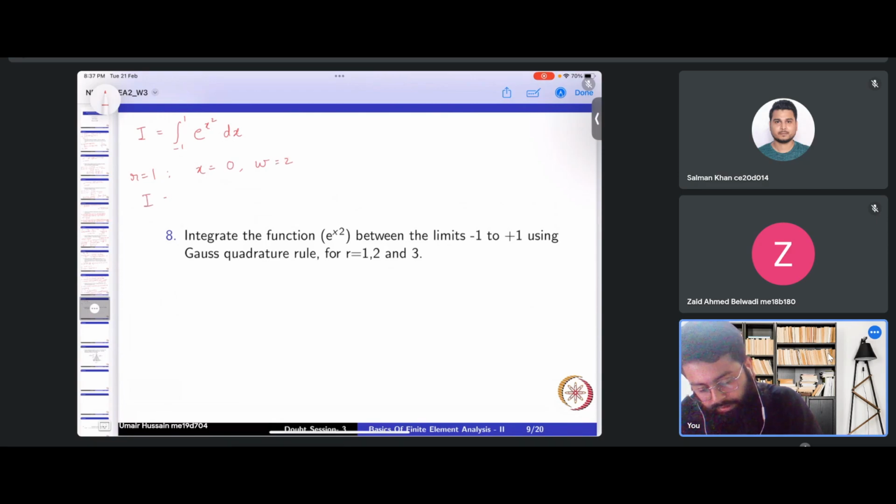So our integral becomes 2 times the value of the function at 0. So this becomes e to the power 0. This is 2e. Right. Check what 2e gives us. It's around 5.436.